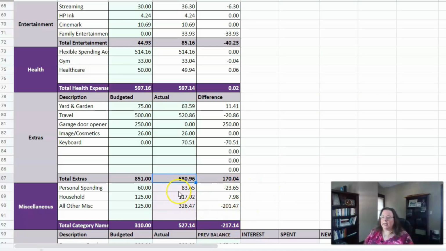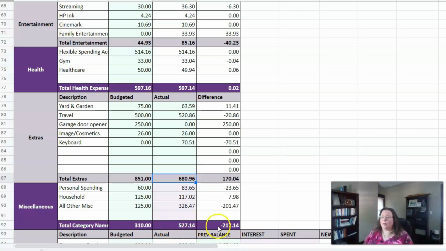In miscellaneous, we had $83 in personal spending, 117 on household, and 326 on all other miscellaneous. Again, you know, here we are $200 plus over, and 217 total over in this category.